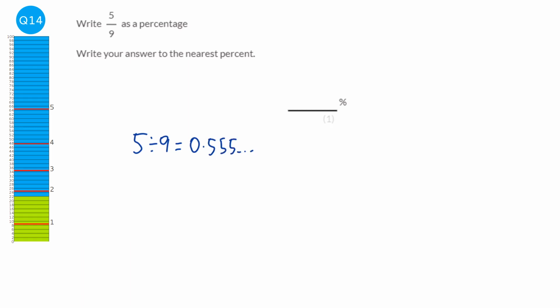And to convert between a decimal and a percentage, we just times by 100. So we're going to get that 0.5 recurring, and we're going to times it by 100, and that will equal 55.555 recurring. And to the nearest percent, that's going to be 56, because that 5 will move that 5 up by 1.